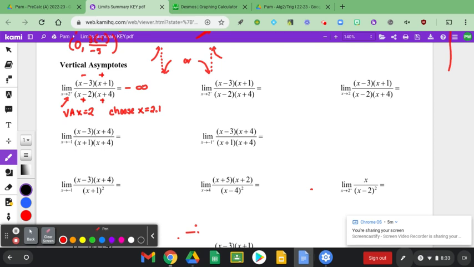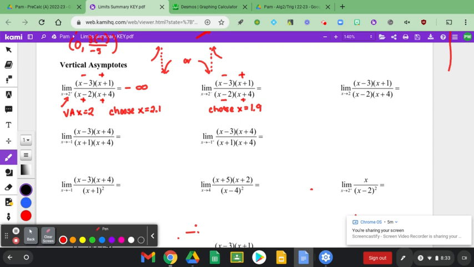I'm going to look at the next one here. If x approaches 2 from the left, again, choose maybe a number a little bit to the left of 2, maybe about 1.9. Again, you don't actually have to calculate it. We're just thinking positive, negative. So 1.9 minus 3 would be negative. 1.9 plus 1 would be positive. 1.9 minus 2 would be negative, and 1.9 plus 4 would be positive.